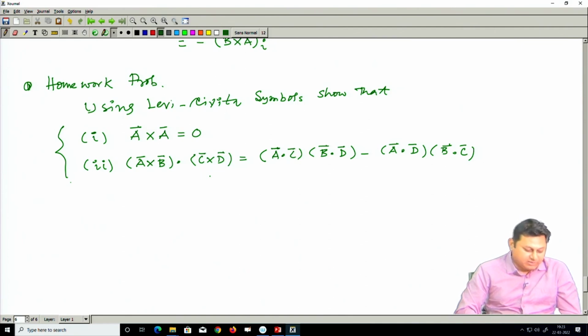So, with this note I would like to conclude today's class, because I do not have that much time to continue. In the next class we will again try to understand the concept of the Levi-Civita symbol and try to solve a few other vector identities like the triple product identity and others.